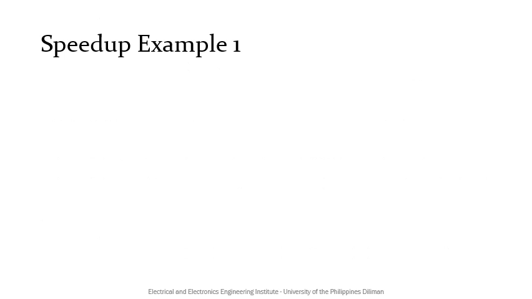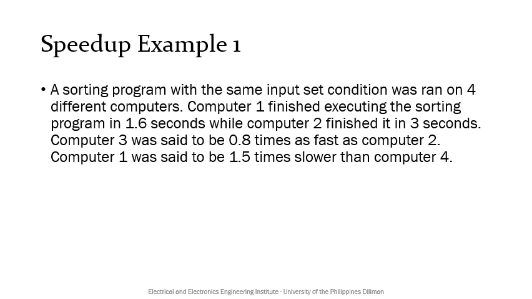Let's look at some performance and speedup computation examples. Consider a sorting program with the same input set condition that was run on 4 different computers. Computer 1 finished executing the sorting program in 1.6 seconds, while Computer 2 finished it in 3 seconds. Computer 3 was said to be 0.8 times as fast as Computer 2. Computer 1 was said to be 1.5 times slower than Computer 4.